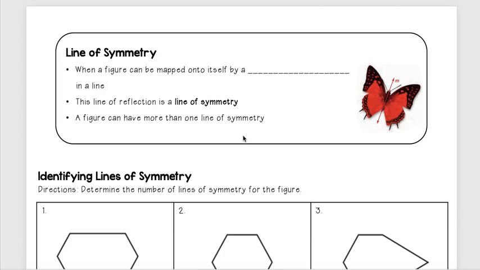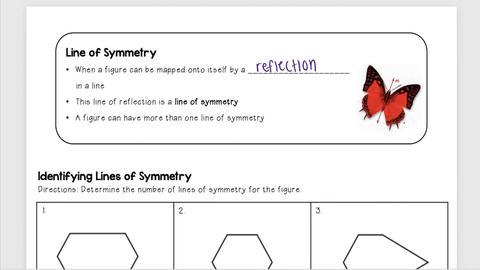Going to be talking about lines of symmetry. So when a figure can be mapped onto itself by a reflection in a line, this line of reflection is called the line of symmetry. And a figure can actually have more than one line of symmetry.